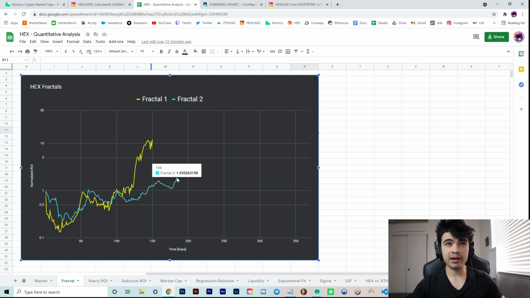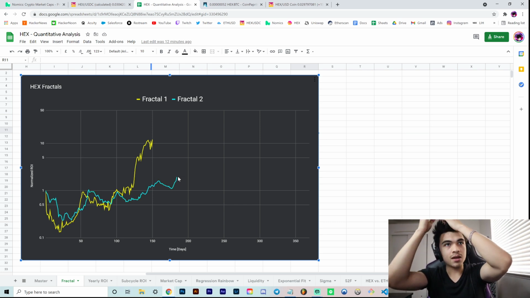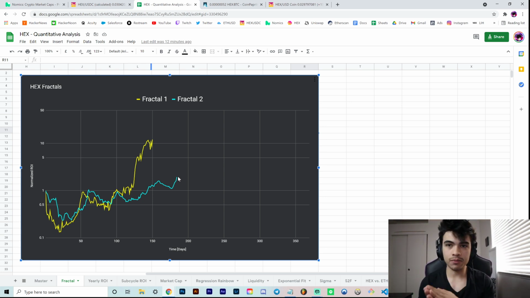And now over here, well, it's looking more so like the delta in time is about 2 months. So this fractal is playing out slower, which makes sense because HEX has a higher market cap than it did back then. More people know about it, so they can counterplay each other.